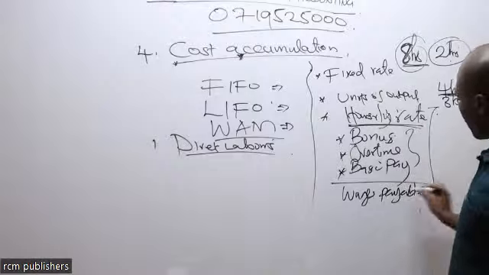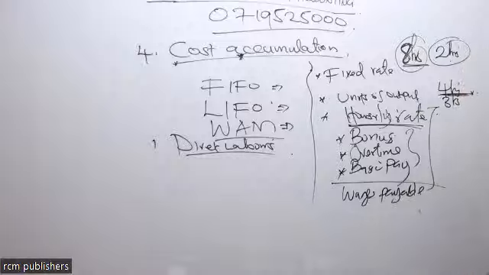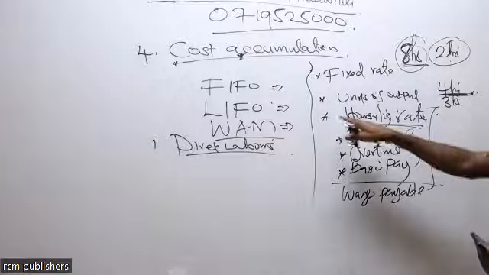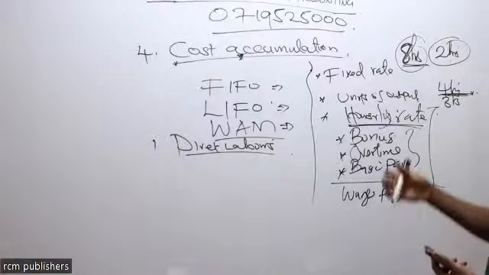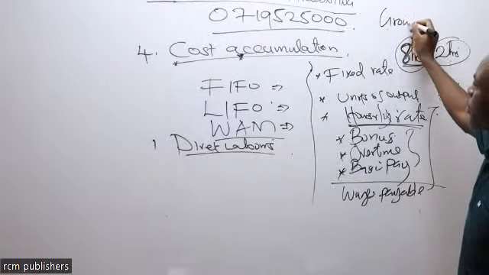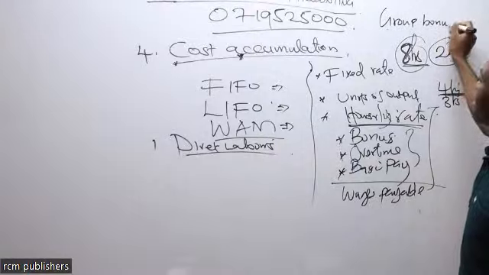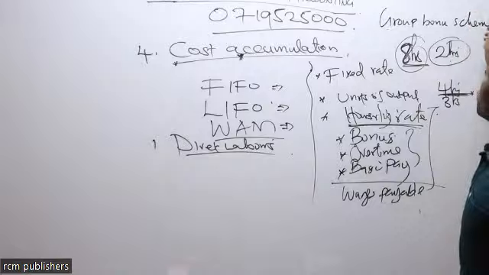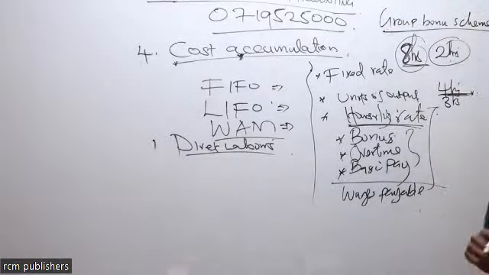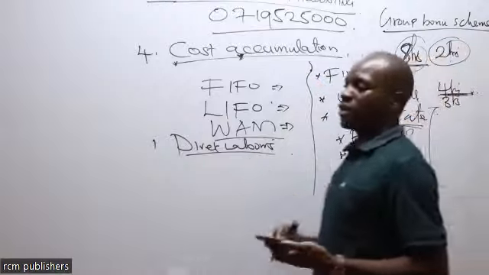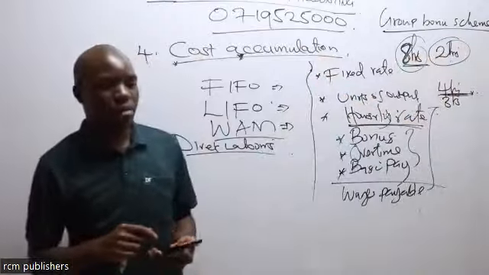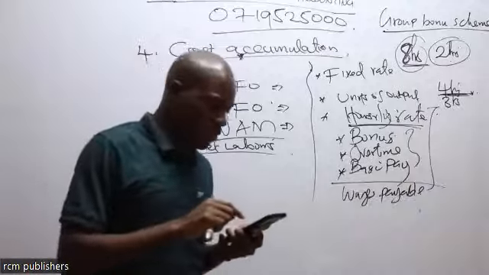So this one here can be done at individual level, or there are some kinds of jobs that you cannot do alone, or you do as a group. So that one we are going to call group bonus schemes. That one we are going to cover still under direct labor. That is still topic number 4.